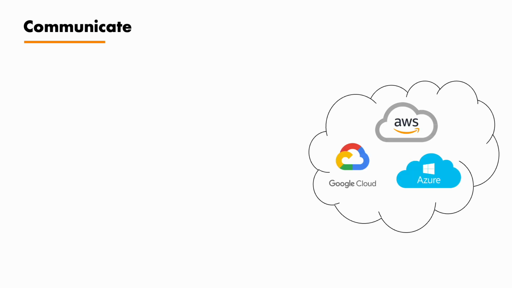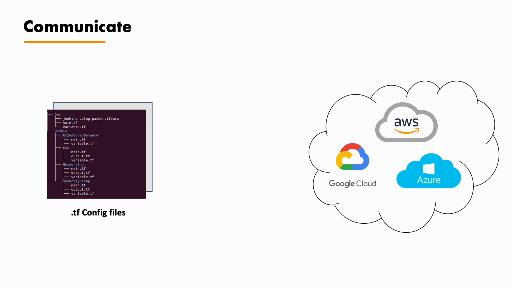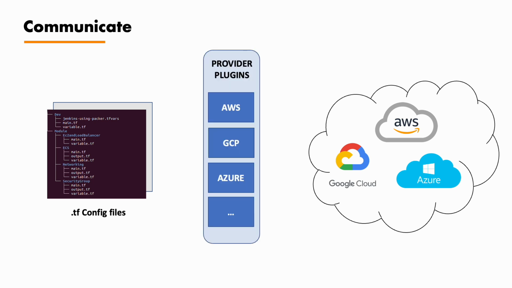How do we communicate to the actual cloud providers? Suppose this is our cloud environment and we have cloud providers like AWS, Google and Azure, and say this is our Terraform config files, and we have a feature called providers. These providers are nothing but the custom plugins that each of these cloud providers have built. Our code will directly talk to these provider plugins, and these plugins will talk to the cloud.